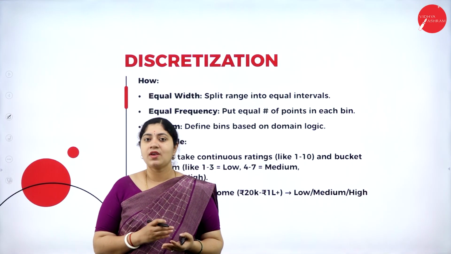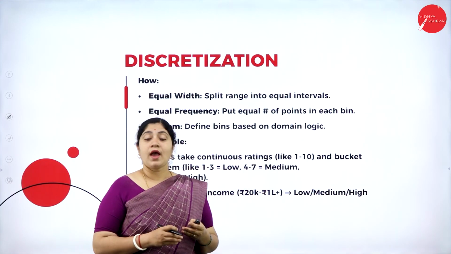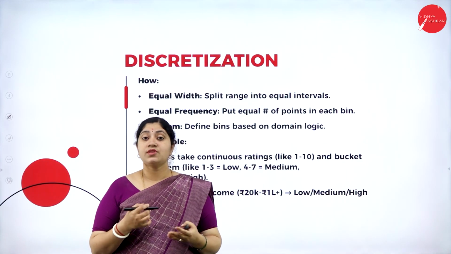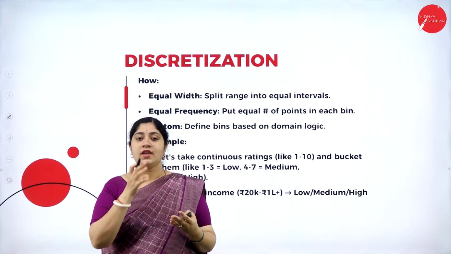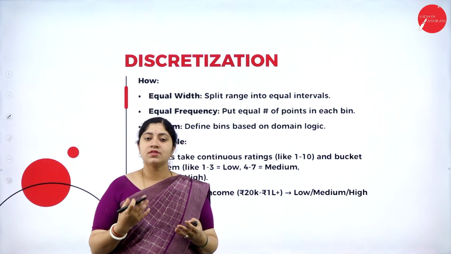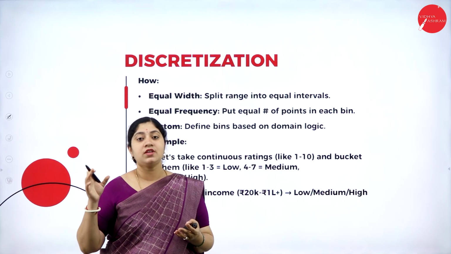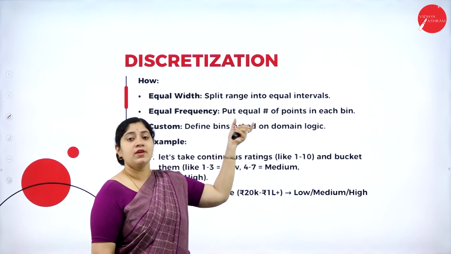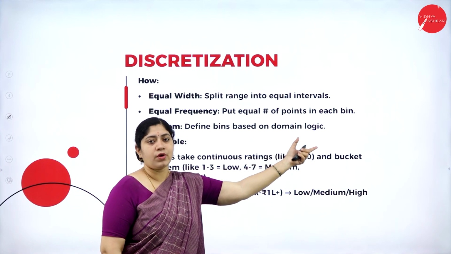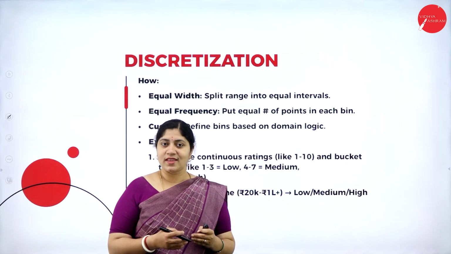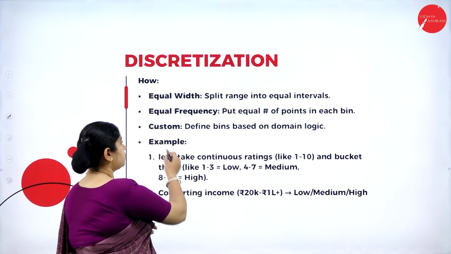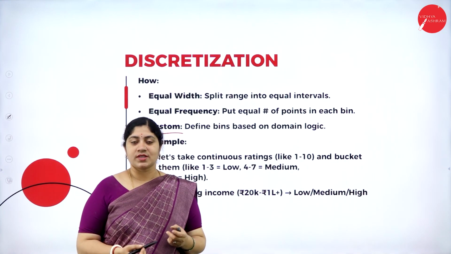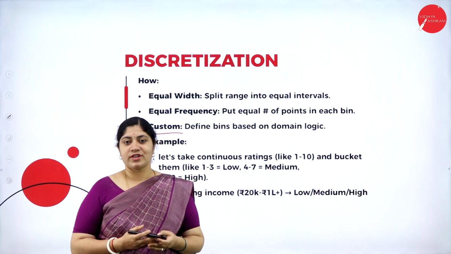So now let's understand how exactly discretization happens. The first thing that we have to note is equal width. We have to split the range into equal intervals. That's our first step. Next, each and every frequency that we consider must be divided into equal parts. That's our second thing, that is putting equal frequencies under each bin. The next thing that we have to take care of is custom, where we define bins based on various domain logics.